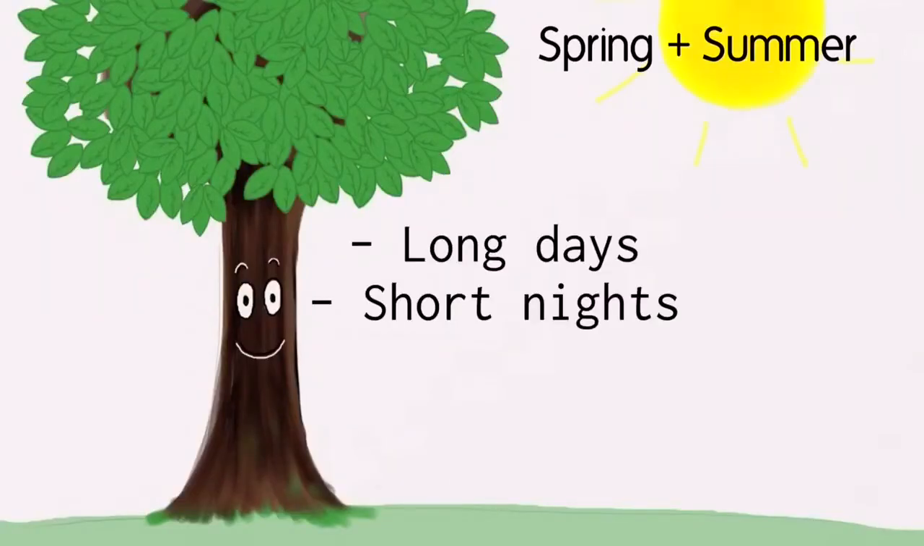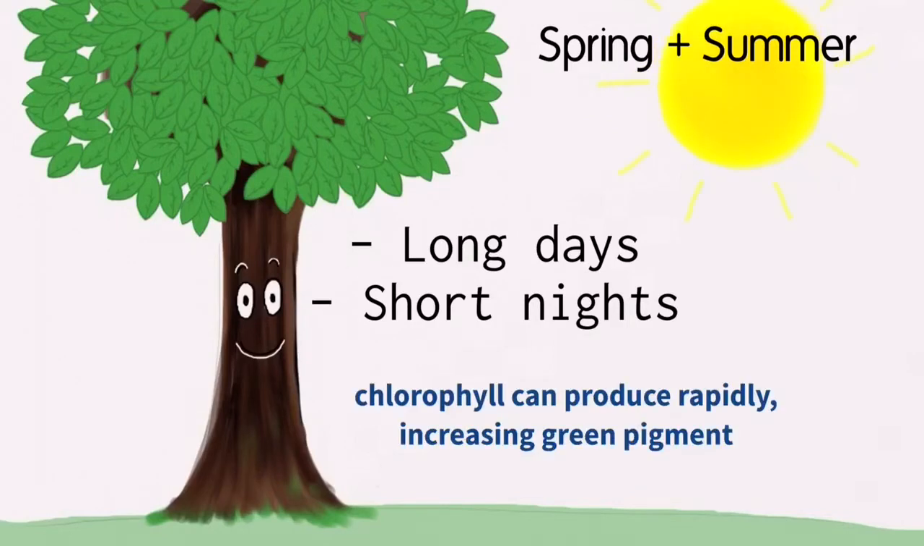During the spring and summer seasons, there are long days and short nights, which allow a tree to have lots of time to bask out in the sun and let chlorophyll do its job. With lots of chlorophyll, the tree can grow, and its leaves will stay green because it will have an abundant amount of chlorophyll.